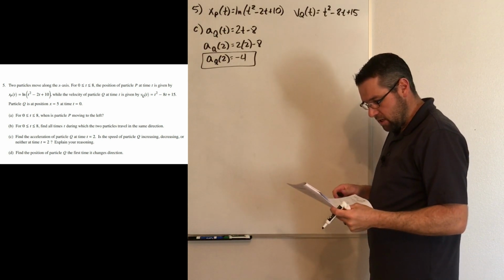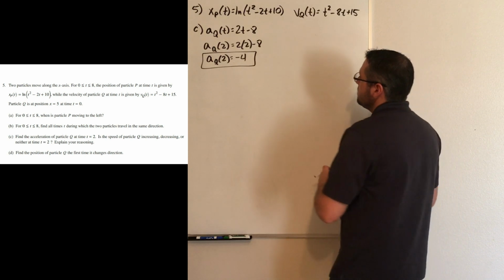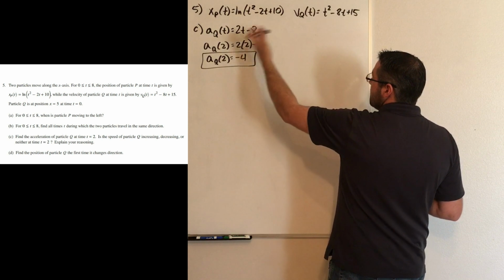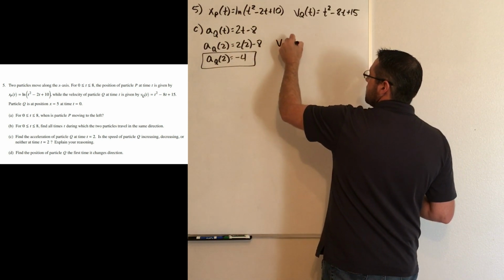And then our second thing, it says, is the speed of the particle q increasing or decreasing? Well, speed is increasing or decreasing when acceleration and velocity have the same signs or different signs. So we have to figure out the velocity of particle q at t equals 2.